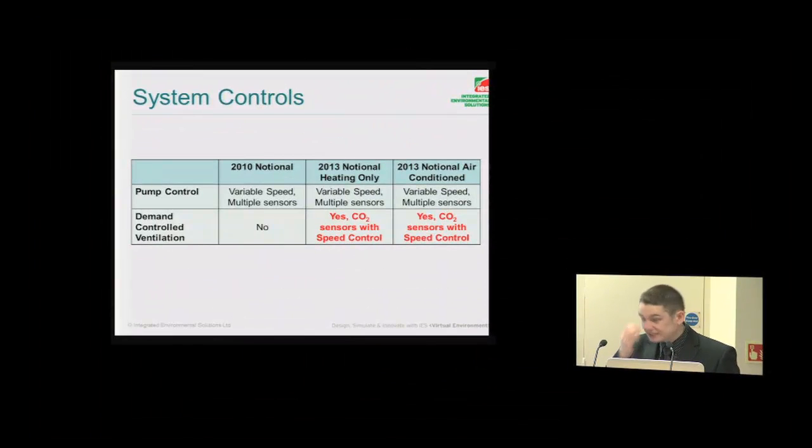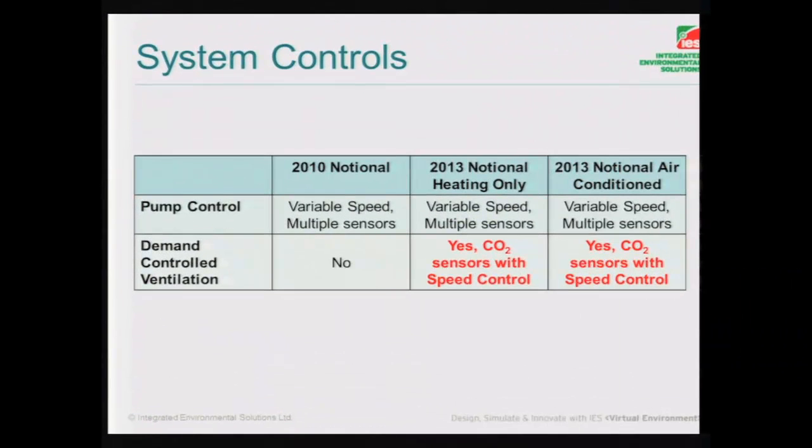Moving on to system controls. Now, system controls used to be an area, at least in the 2010 methodology, where users could claw back a lot of the energy savings, largely because they weren't included in the notional building. Already in 2010, for things like pump controls, the notional building was using the highest specification of pump controls available, so there wasn't really any scope to improve upon it. And that's remained the same.